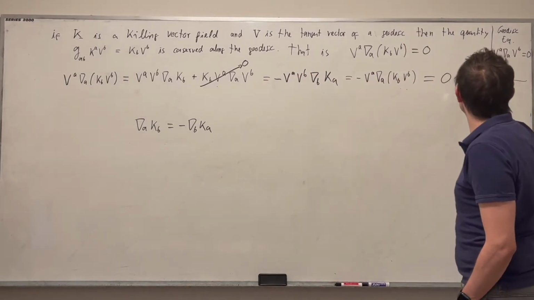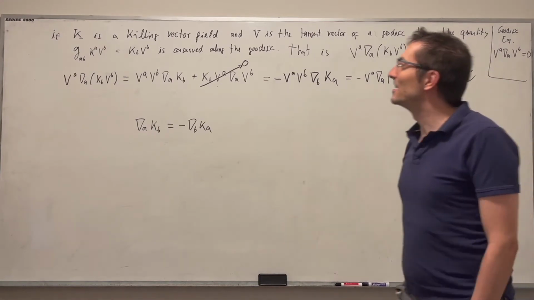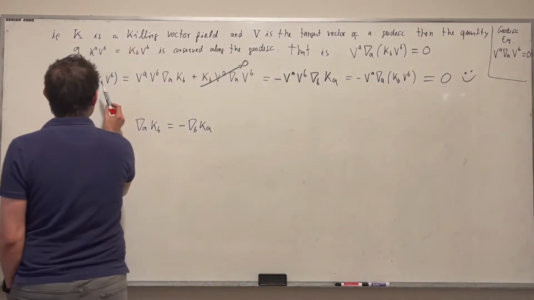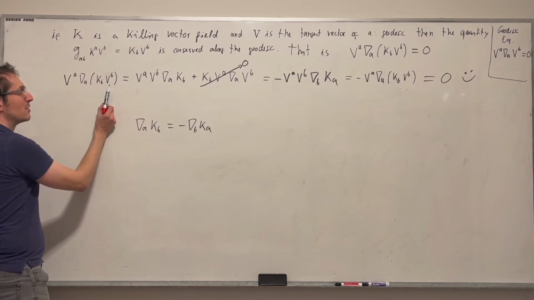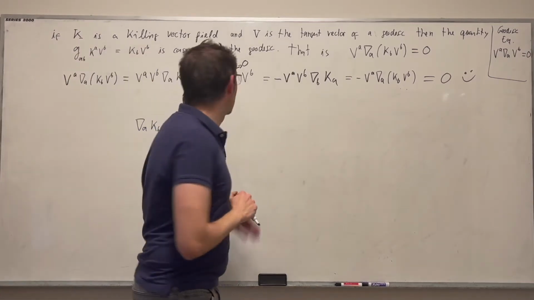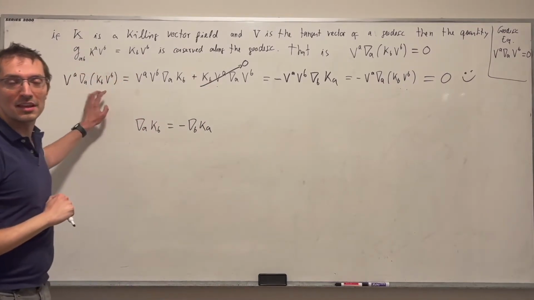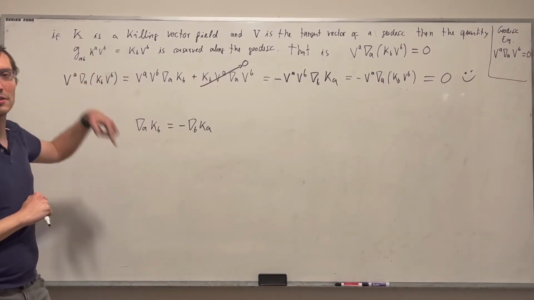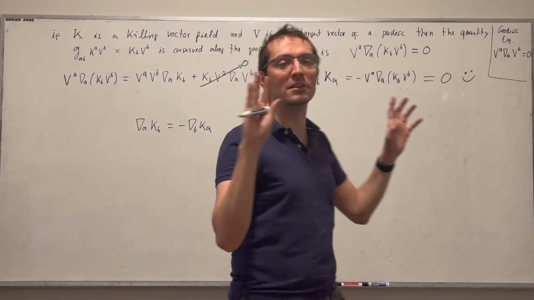And we proved it. All right, we proved that the contraction of the tangent vector to the curve, to the geodesic, and the Killing vector field, its derivative in the direction of the curve, is 0. So this is a conserved quantity along the geodesic. This is going to be extremely useful in the future.